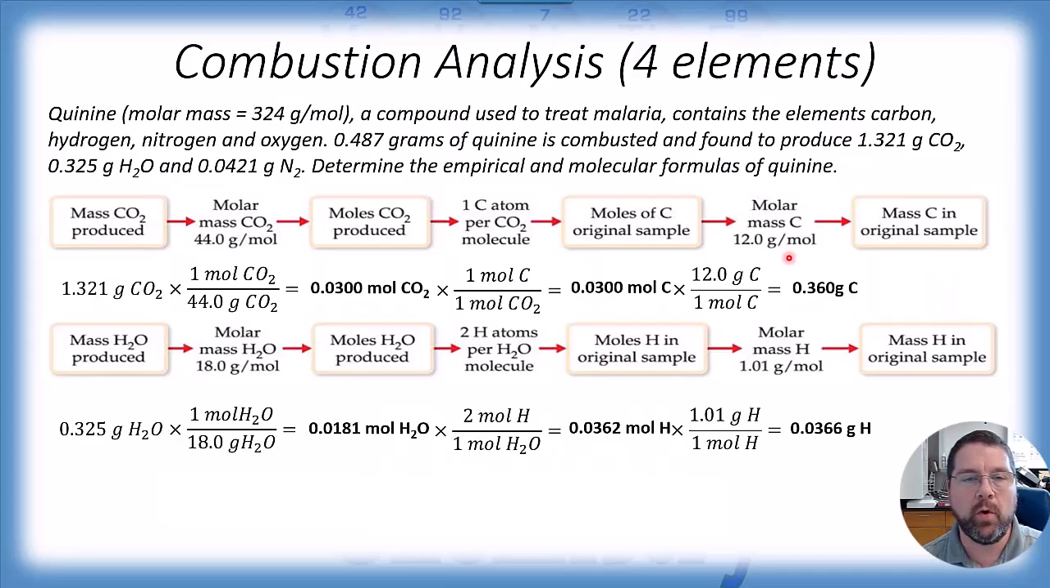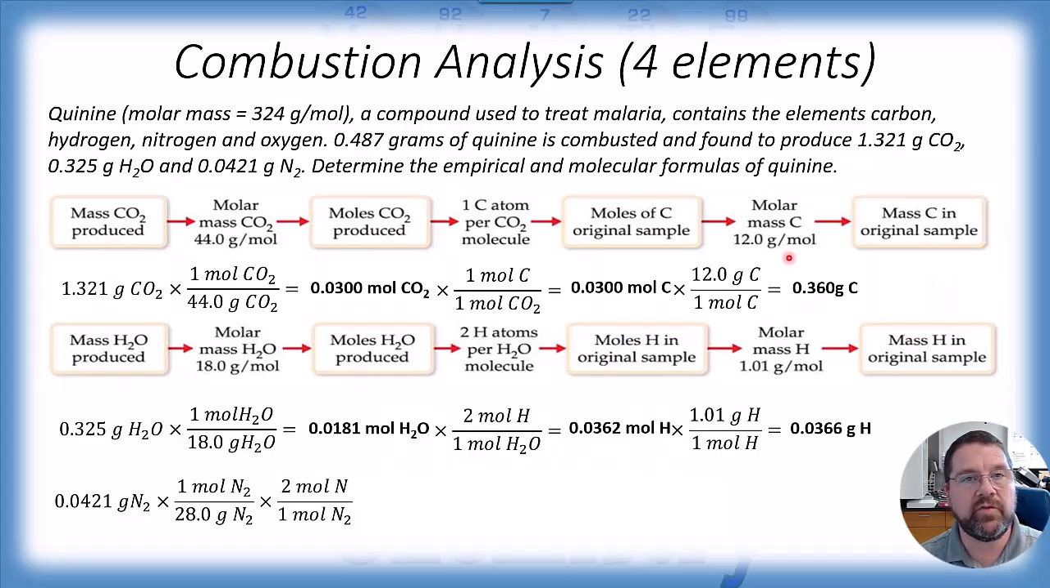If you read the problem again, we're told that we've got 0.0421 grams of nitrogen, but it's molecular nitrogen, it's N2. So we do have to work with that number a little bit. We've got to convert it to moles. So here, because it is N2, it is molecular nitrogen, we have to use the diatomic mass, which is why you see the 28.0 grams used there.